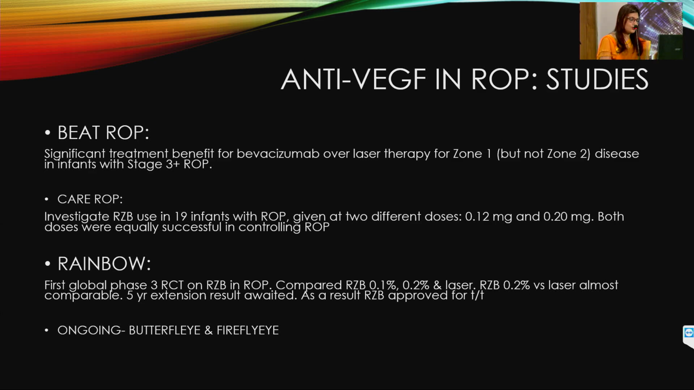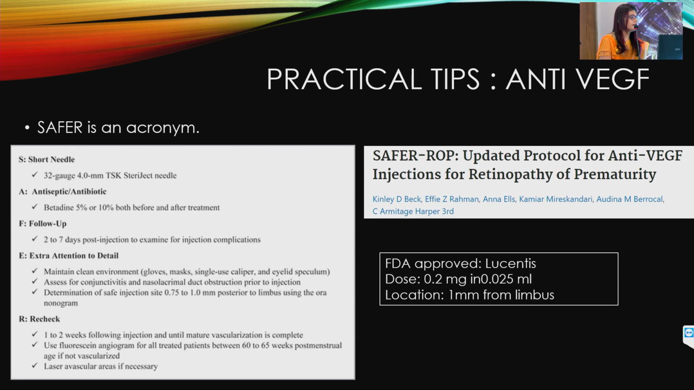The studies, we will not go into the details. We have the BEAT ROP that gave us bevacizumab with results as good as laser, and Rainbow, which gave the FDA approval for ranibizumab. Now, practical tips during injection. SAFER is the acronym that we use. Use a short needle, the 32-gauge needle. Antiseptic betadine should be put prior to and after the procedure. Follow up 2 to 7 days after injection to look for injection-related complications and to look for regression. And always maintain complete asepsis.